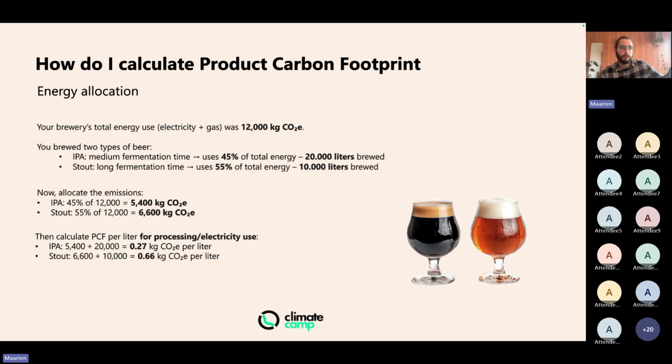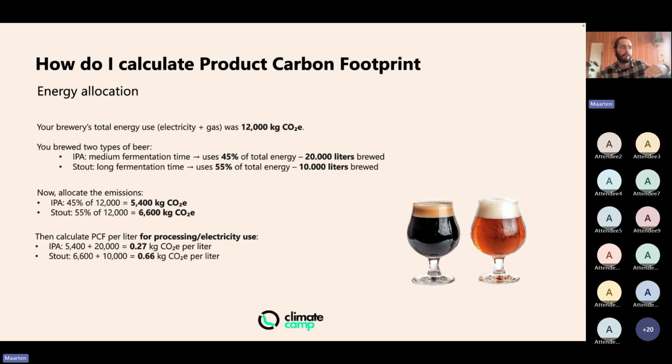Here we can see the difference, 45% of the total energy for IPA, 20,000 liters brewed, and 55% of total energy for the stouts, which means 10,000 liters brewed. Now we allocate the emissions. We divide this 12,000 kilograms according to 45% and 55%. So we can see how much emissions were generated for the IPA for this production batch and for the stout for the other production batch. And then if we want, we can calculate PCF per liter for processing and electricity use.